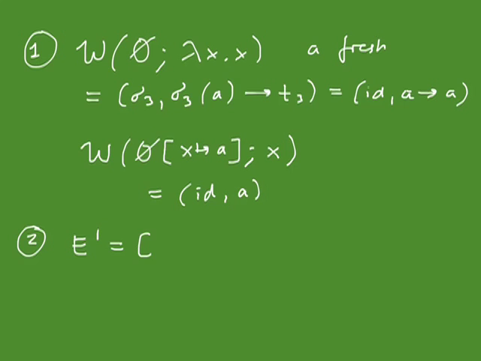E prime is f mapped to the closure of this type, where we close with respect to all the variables that are not bound here, and there aren't any bound variables here, so this is just for all a, a arrow a. And if we think about it, that's reasonable, isn't it? That f, being the identity function, should have this polymorphic type.